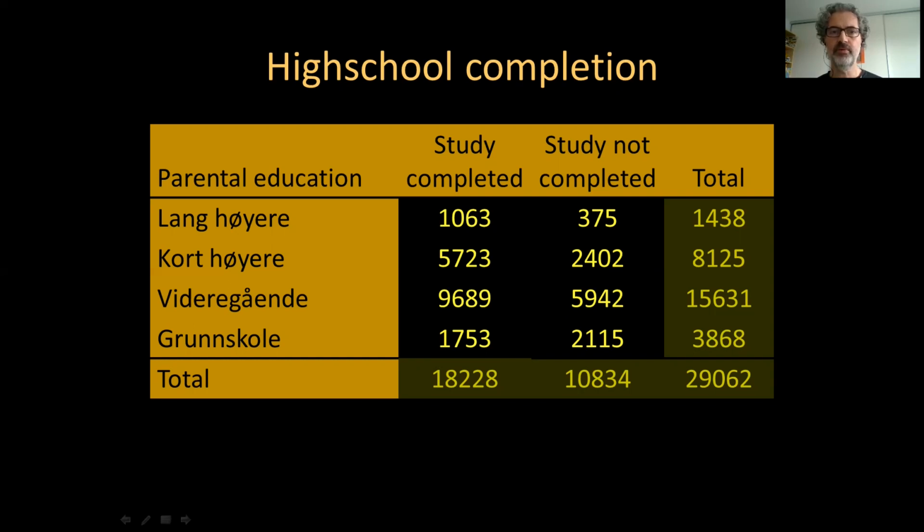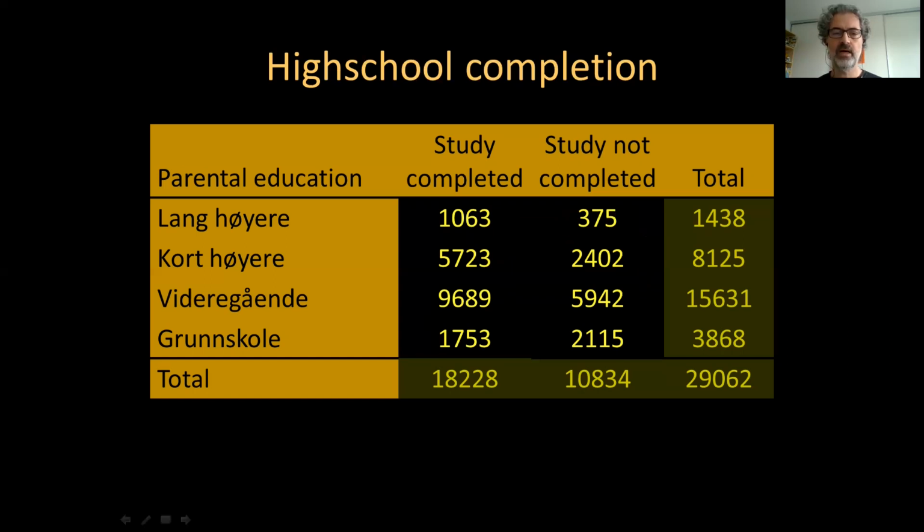What would even proportions be in this case? It would be that the proportion of students completing versus not completing would be equal across the 4 levels of parental education. It would also mean that the relative proportions of parental education would be the same for students completing the study and students not completing. So these two go together. If you have equal proportions this way, you also have equal proportions this way.